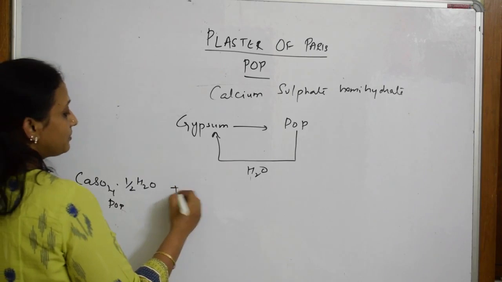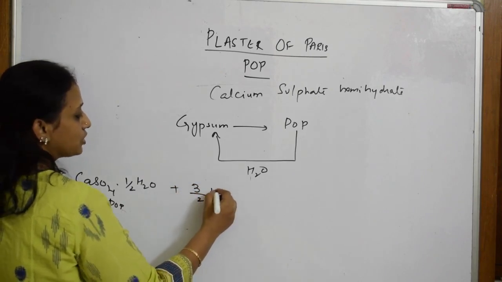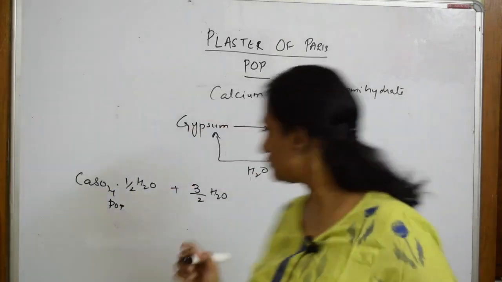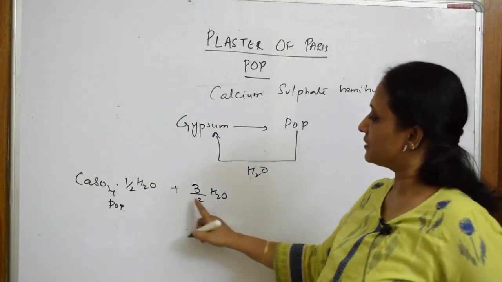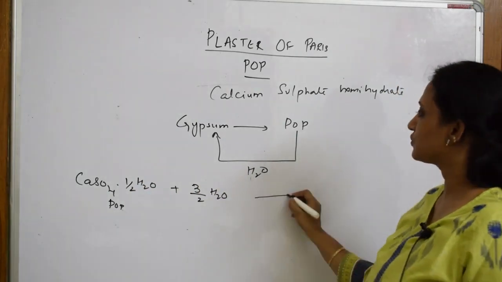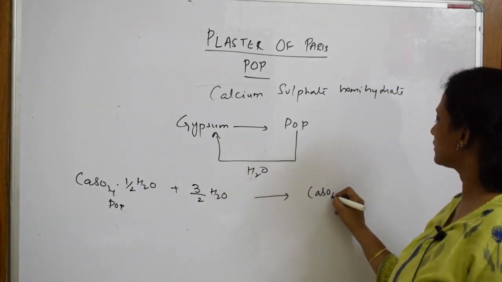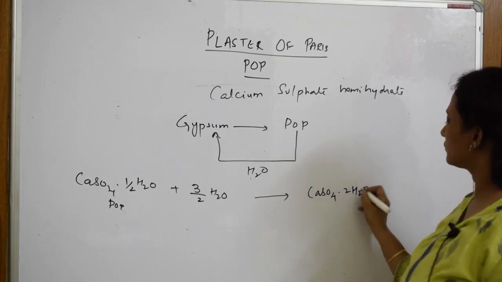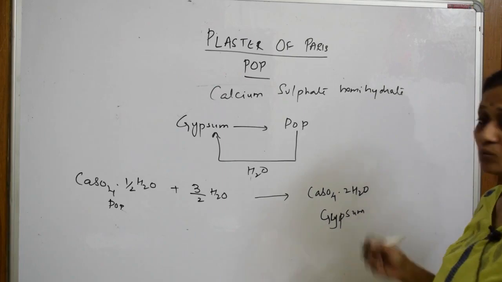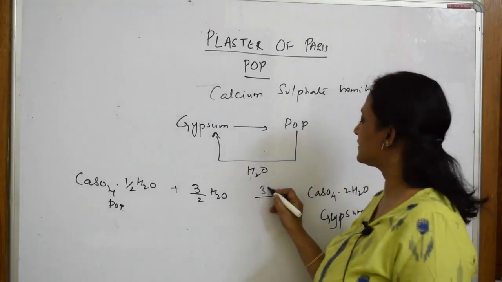The same POP, if I'm going to add 3/2 water molecules, see here to POP I'm adding water molecules. When you add 3/2 water molecules, what will happen? This half, right? 3 plus 1, 4. 4/2 is 2, isn't it? So whatever you get, calcium sulfate dot 2H2O. So this is your gypsum. This is what you get. Now suppose this whole thing happens at 373 Kelvin.